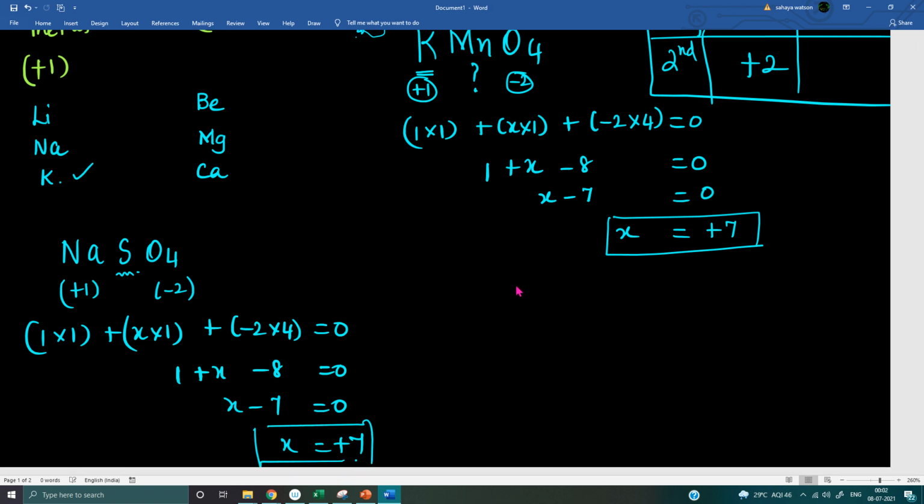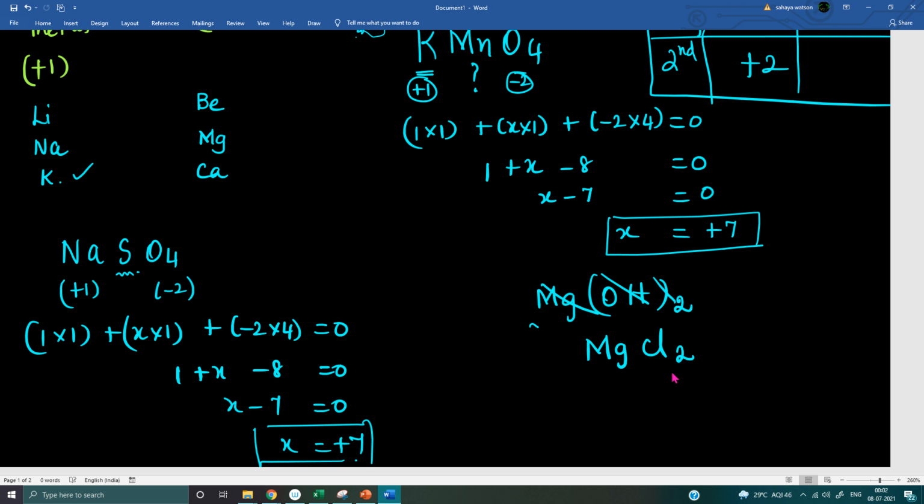So let me move to one more example using the second group elements. Magnesium hydroxide. Here students, you have to keep in mind, you have 2 oxygen and 2 hydrogen because OH is written twice. Now we are going to calculate for magnesium. Okay, we don't want this example, let me take some other example.